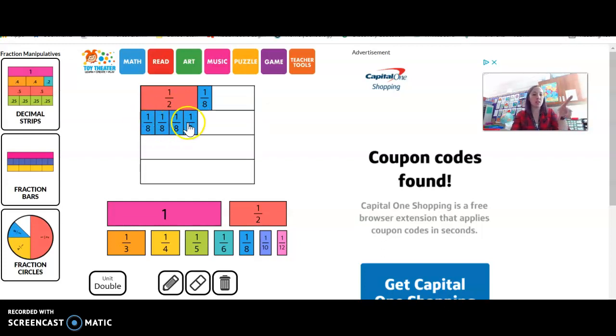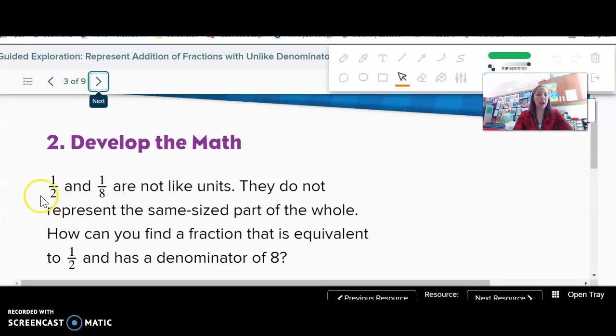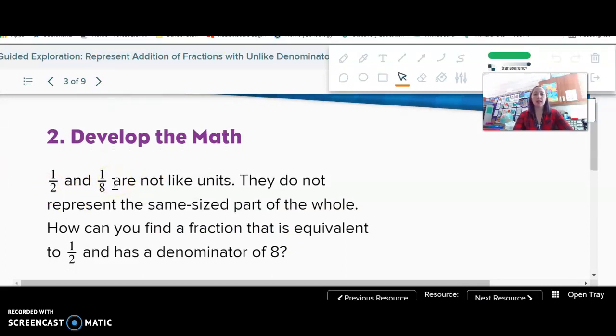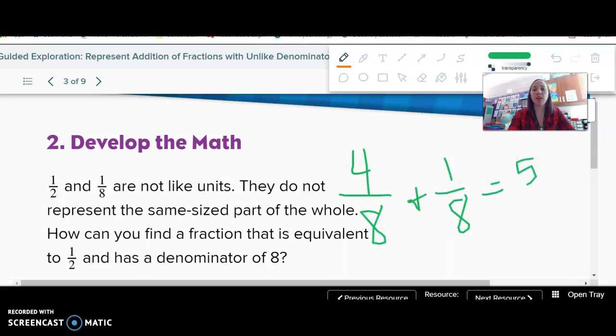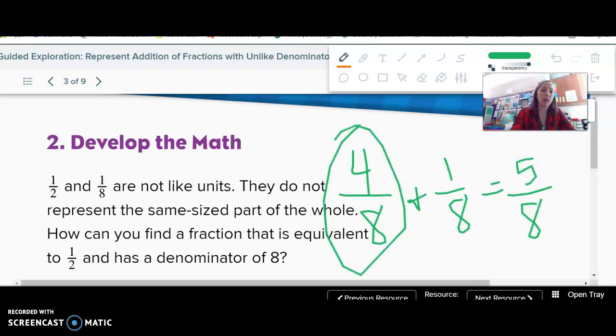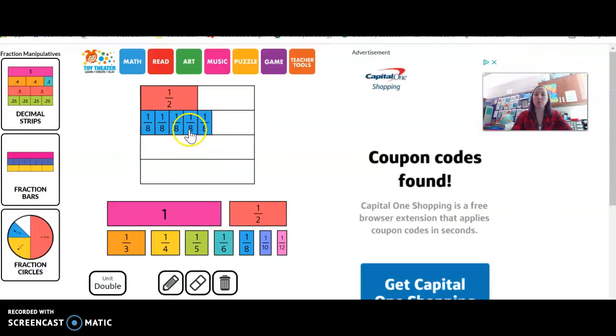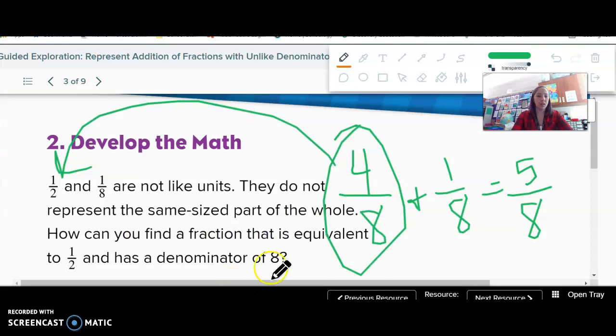So if I take these 4/8 plus this 1/8 I already had, then I can get my answer of 5/8. It's like I'm saying 4/8 plus 1/8 is 5/8 because 4/8 is the same thing as 1/2. And I visualized it on here. I used a model to show it.